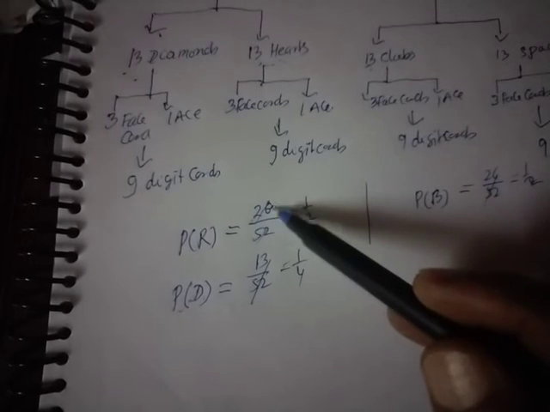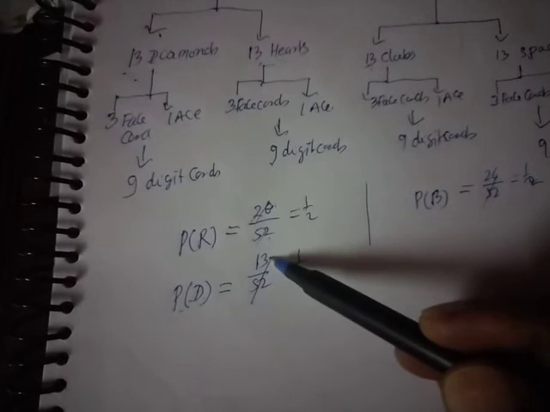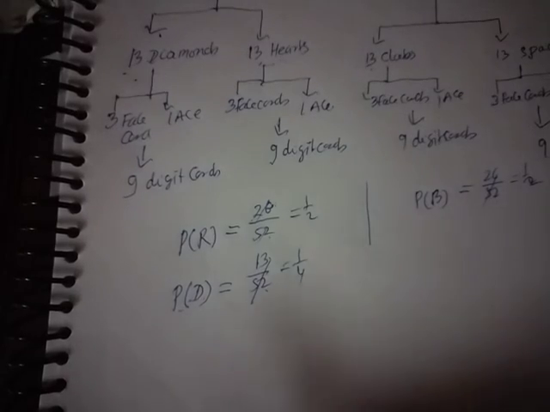This is the favorable outcome. This is the possible outcome. This is the favorable outcome. This is the possible outcome.